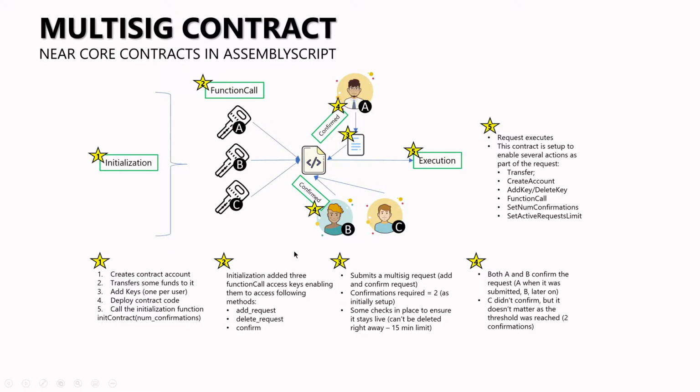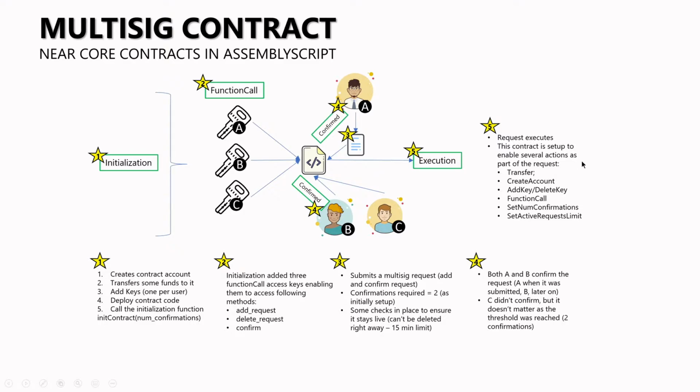So now that the contract's deployed, initialized, and has 3 access keys which represent 3 users, Alpha, Bravo, and Charlie here, we move on to step 3, where user Alpha submits a multi-sig request, and because it requires 2 confirmations, in step 4, Bravo and Alpha both give those confirmations, which then trigger the execution function for step 5.